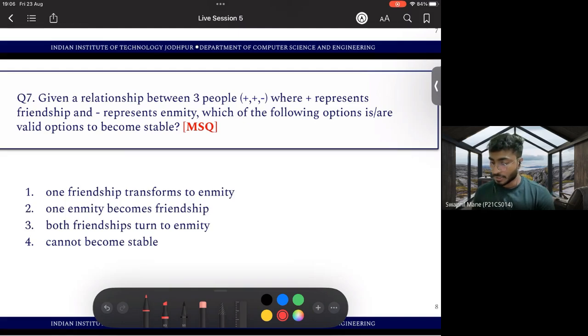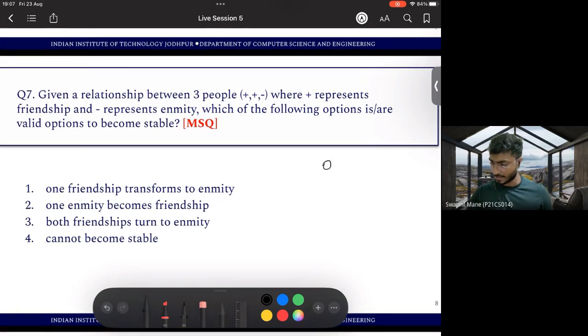Let's move to another question. Given a relationship between three people: positive, positive, negative. While reading, let's draw and visualize the question. I'm randomly placing the positive, positive, and negative relationships. The three people given there are A, B, C. These are three people, or three users, we can say.